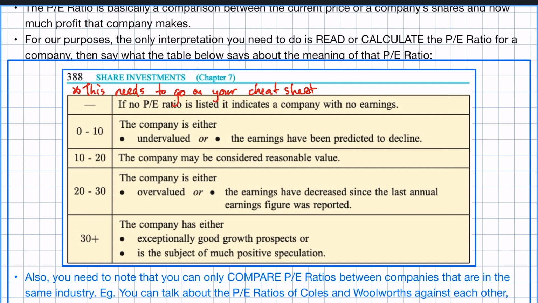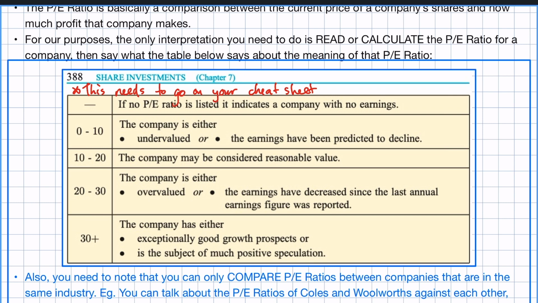So if I was to go back to the share listings from last lesson, if I found that the company had a PE ratio of 5, so it would go here, what would I say about that company? You can say it. No one's going to know what your voice sounds like. If I found a company that had a PE ratio of 5, what would I say about it? Yes? It's either undervalued or it's going to decline. Yes. Was there any working out involved with that? You look and you read and you write what it says.